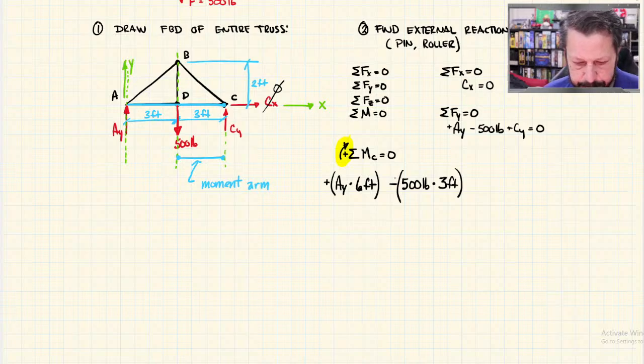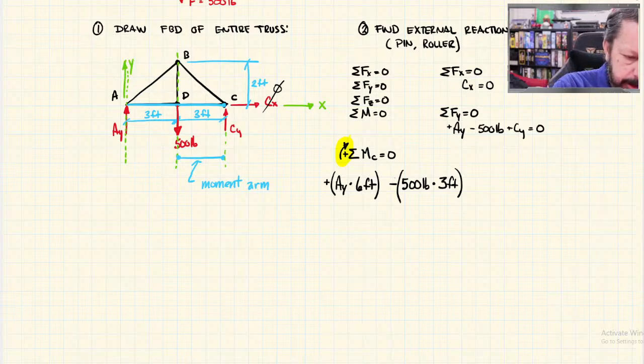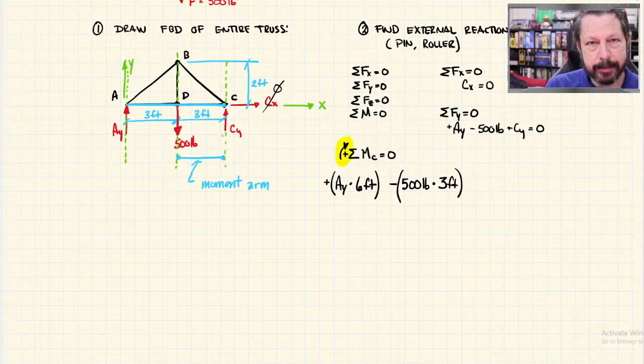Let's do the last two. So CY and CX are special ones, and they're the reason why I say that usually when you're finding the external reactions for a truss, or for a lot of things, but we're talking about trusses, it's best to do this moment equation about the pin, because look at this. CY, line of action, sits right on top of the pin of C. So there's no distance. So the force times no distance is just 0.